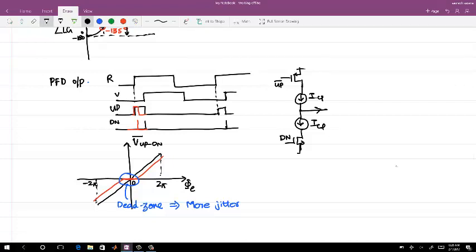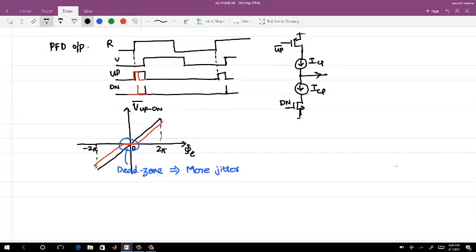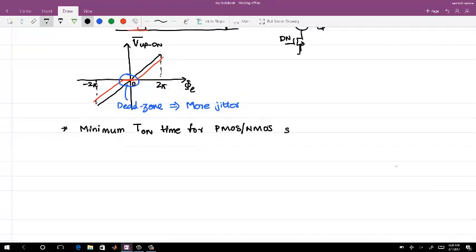So what is the way to eliminate it? Let me say, as a starting point, that there is a minimum T on time for the PMOS and NMOS switches to switch on.